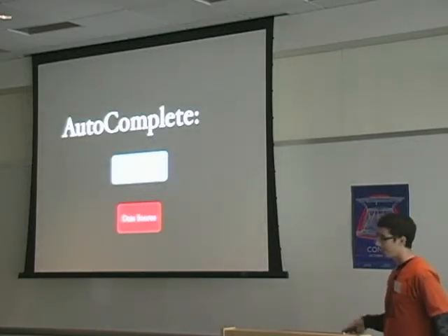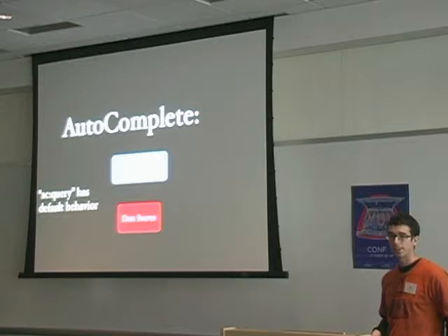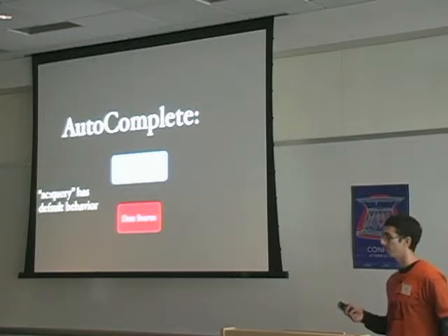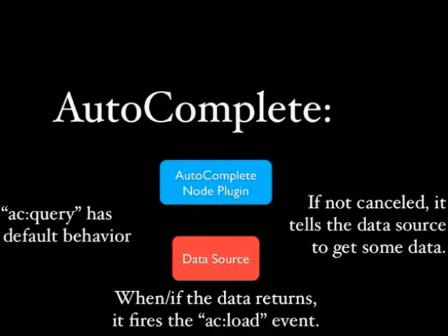So when we add on a data source, this AC query event, I'm going to hook some default behavior onto it. And if none of the listeners cancel it, then it's going to tell the data source to go fetch some data and return. Assuming that we do actually get data in response. I mean, it's possible that your server's down, and so the user starts typing, and we fire that query off, and it never comes back. Oh, well. If it does return, though, we're going to fire the AC load event, which says, I've got some data, and I'm loading. It's time to load it into the widget and display it.